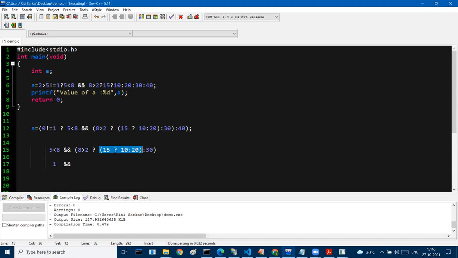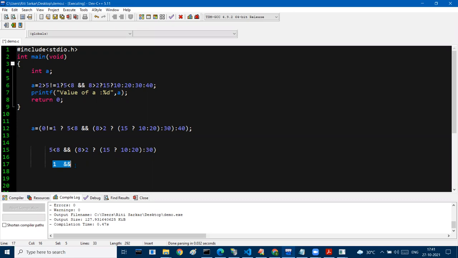Now, if 10 is coming here, just from this part, what value am I going to get? 10. So now what will happen here? 1 and then 10. Both are basically true values. If both are true values, the final result should come as a true value.